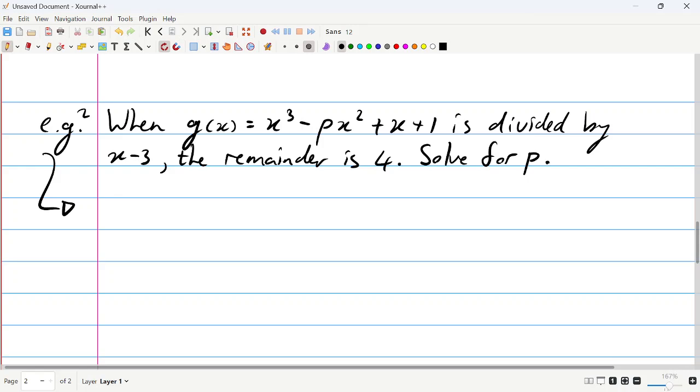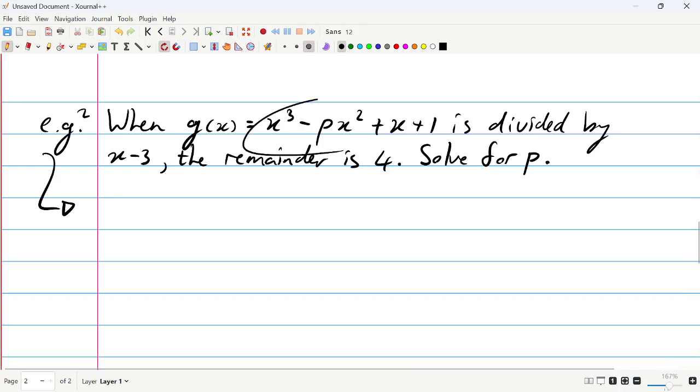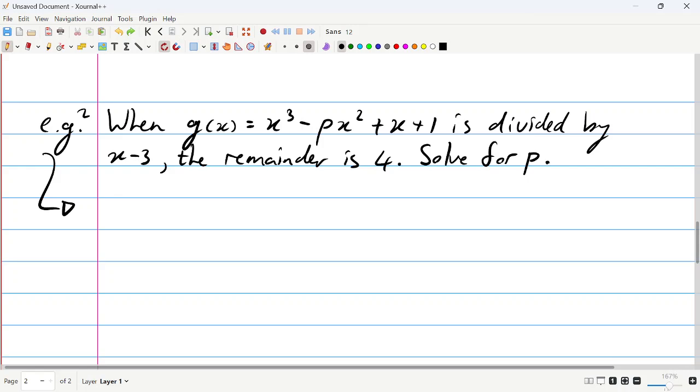Alright, so here we go. When g of x is equal to x cubed minus px squared plus x plus 1 is divided by x minus 3, the remainder is 4. Then we need to solve for p. So first things first, what are they telling us? They are telling us that we are dividing g of x, which is all of that, by x minus 3. The root x minus 3, when it's equal to 0, implies to us that x is equal to 3. Okay, so that is our root that we are going to be working with, right?